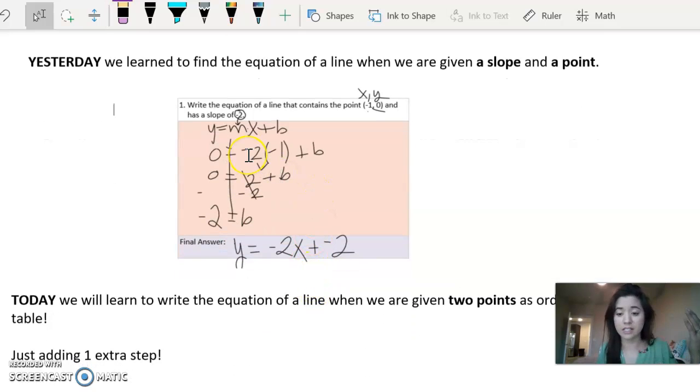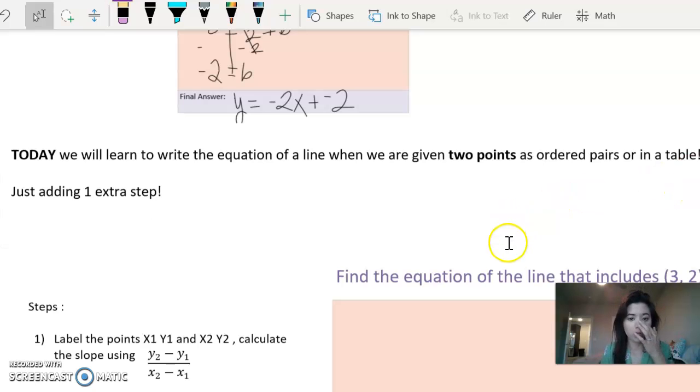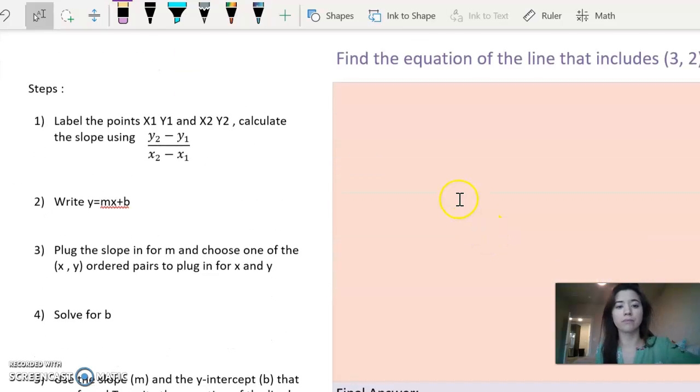Today, we're taking it a step higher, and it gets a little bit more challenging. So if yesterday or the day previous was still really confusing, I highly recommend going back and watching that notes video to just get a little bit more practice before today's work. Today we are learning how to write the equation of a line when we are given 2 points as ordered pairs or in a table. So again, we're adding one extra step to what we were doing in the lesson before this.